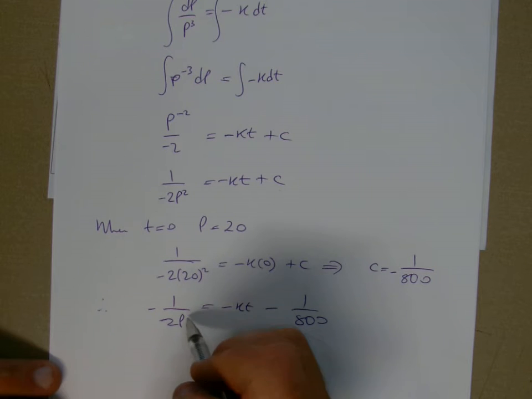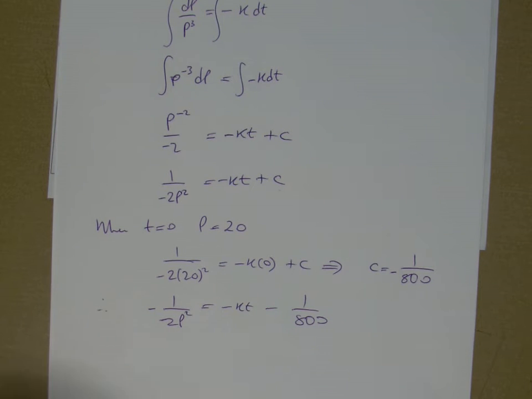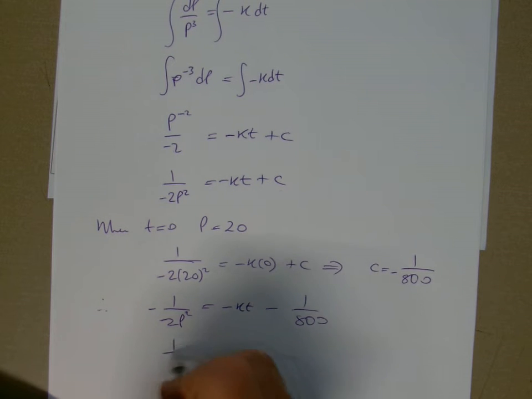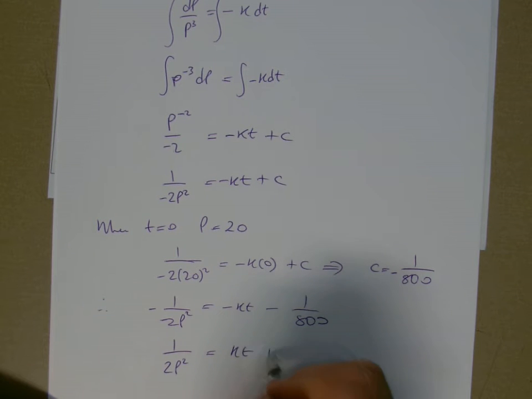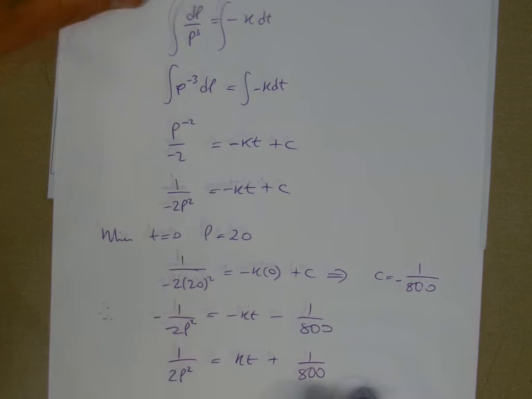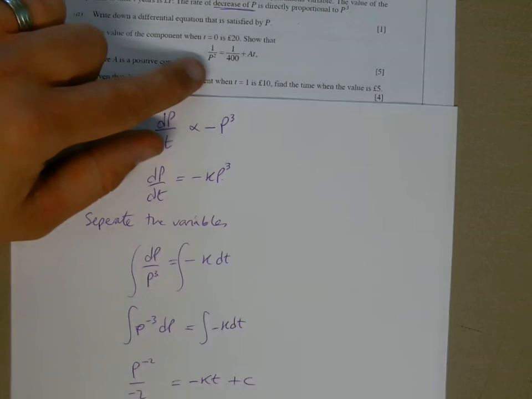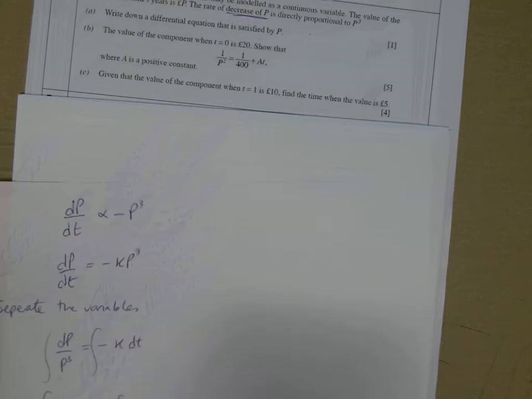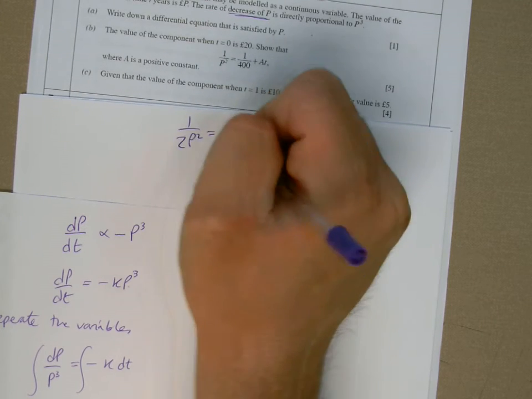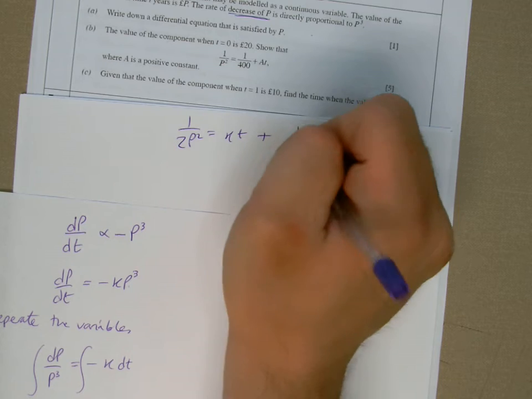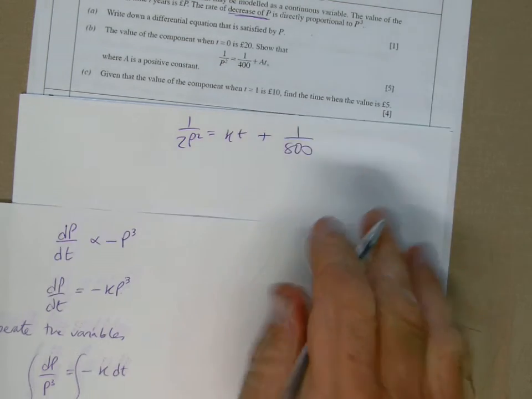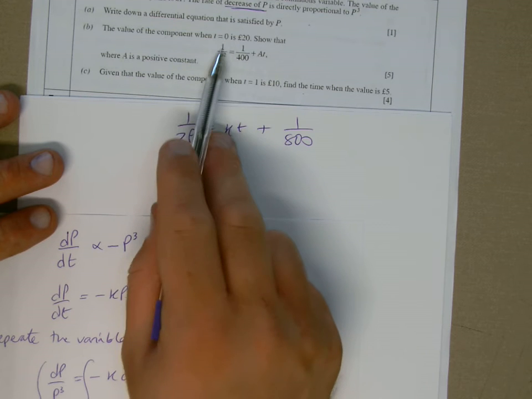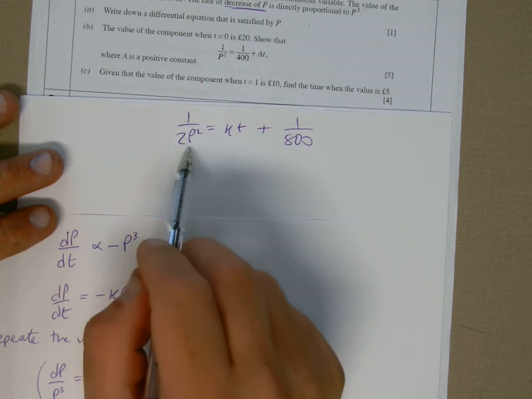Now, I'm missing the square down there. Of course, they're all minuses here, so I could change all the signs. So I've got 1 over 2p squared equals kt plus 1 over 800. Let's compare that to my answer. My answer is there, isn't it? So I've got 1 over 2p squared equals kt plus 1 over 800. Now it's very similar, but this is 1 over p squared there. I've got 1 over 2p squared here.